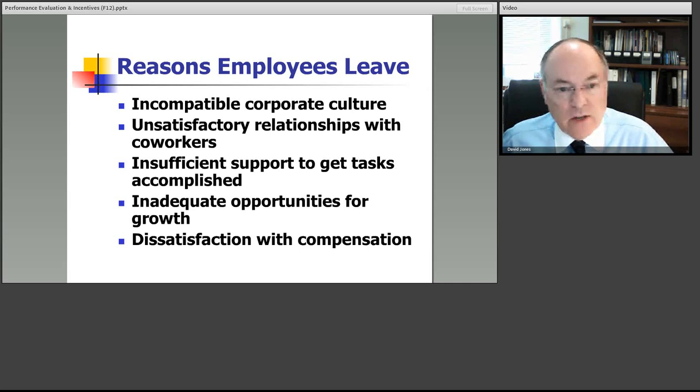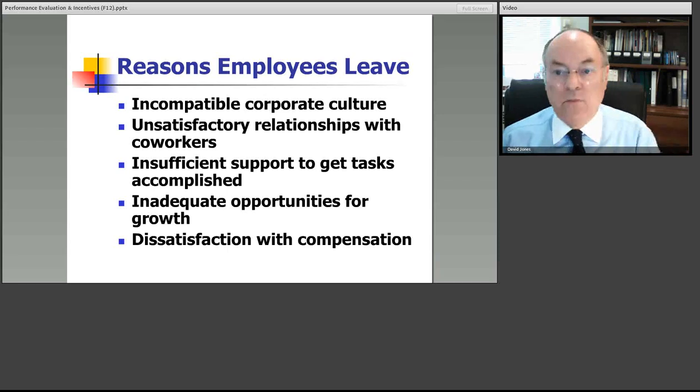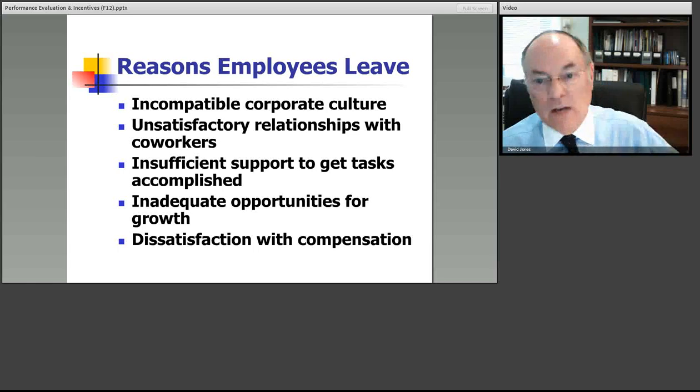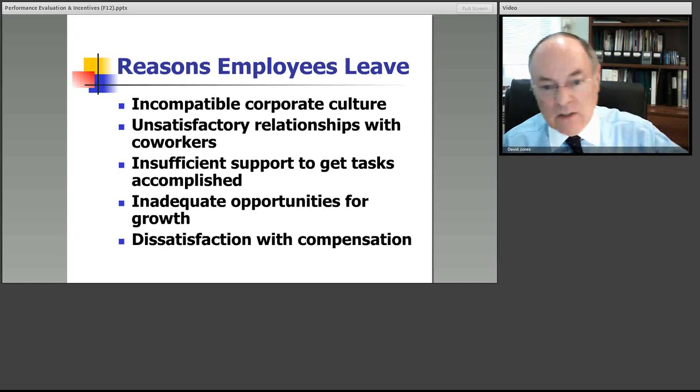Those kind of things can happen. Insufficient support to get the tasks done. You feel like the company isn't funding the things they should, doing the things they should. Inadequate opportunities for growth. A lot of times people move because they were given a higher level position somewhere else. Sometimes the company isn't big enough to continue to keep giving you a job at the next level. They don't have enough hotels in their system, for example, in the hotel industry. And dissatisfaction with compensation is another.